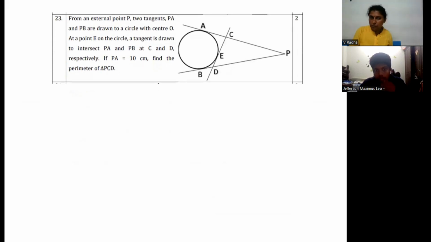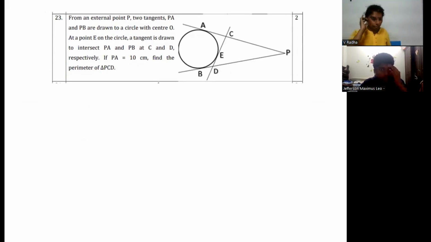Read the question. From an external point P, two tangents PA and PB are drawn to a circle with center O. At a point E on the circle, a tangent is drawn to intersect PA and PB at C and D, respectively. If PA is equal to 10 centimeter, find the perimeter of triangle PCD. We have already seen a similar question. So, what is the relation between the tangent AP, BP and the triangle PCD?